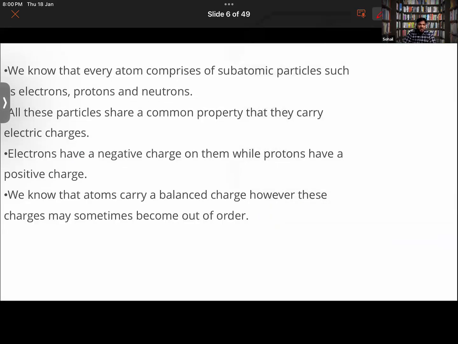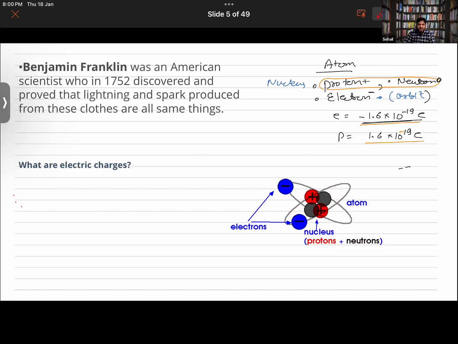Moments ago we were talking about subatomic particles inside the atom. Every atom comprises subatomic particles, no matter whether you have an atom of hydrogen, carbon or helium. In each element these subatomic particles will be found, and all of them share one common property: they carry charges, except the neutron. Namely protons and electrons. Normally the number of charges in them is balanced, because the numbers of protons and electrons are equal. But due to some disturbance, there can be an imbalance of electrons and protons.